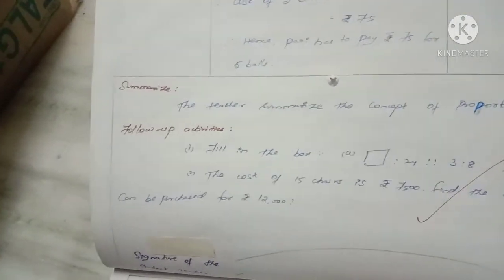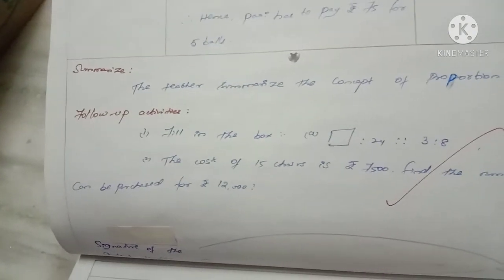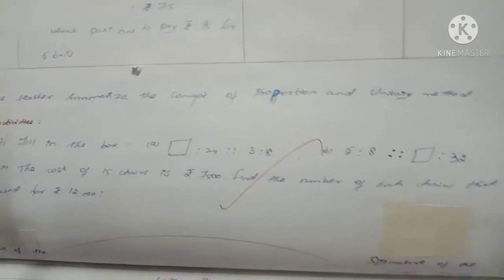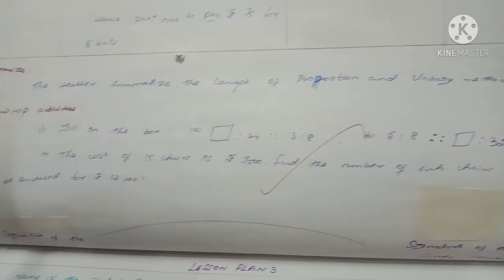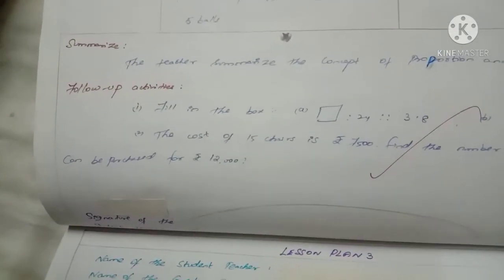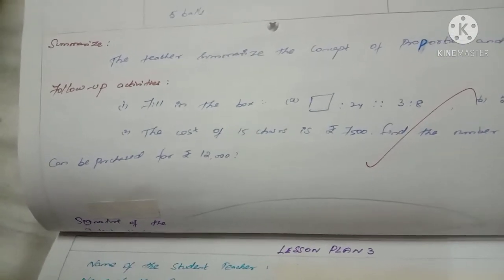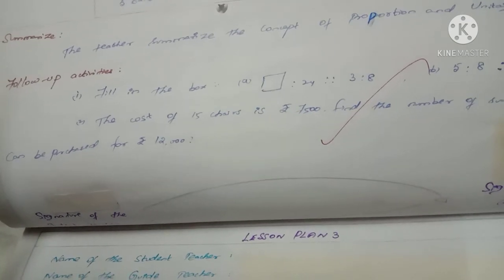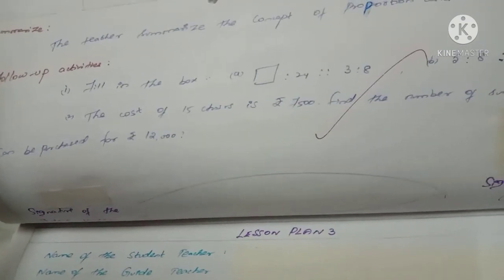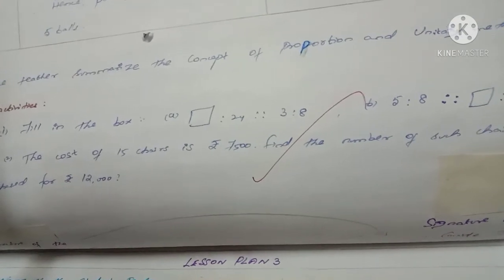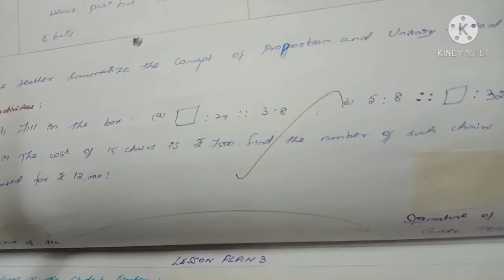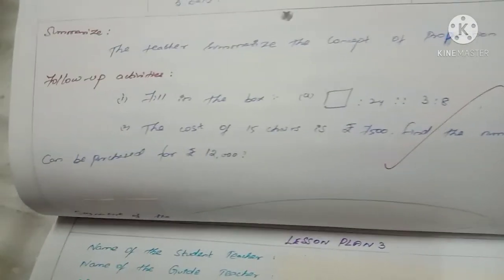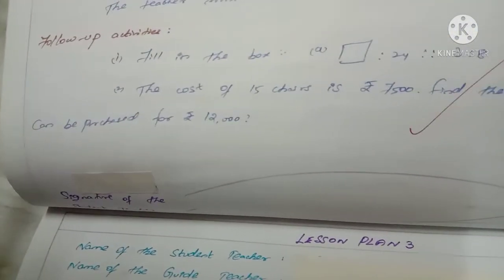Next is summarize. The teacher summarizes the concept of proposition and unitary method. Next, follow-up activities. First, fill in the box. Number A, box is to 24, is to 3 is to 8. B, 5 is to 8, is to box is to 32.